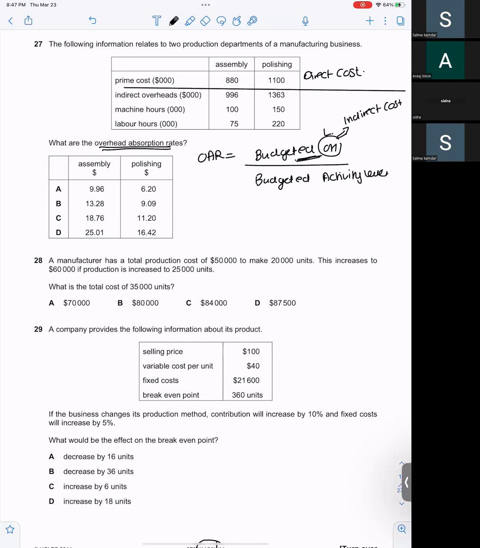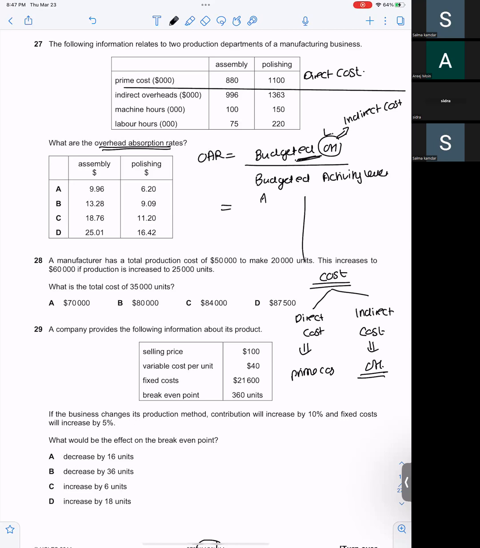My cost is made up of two parts. One is the direct cost and one is the indirect cost. Direct cost is called the prime cost. Indirect cost is called the overheads. So you just divide indirect cost by the higher hours.